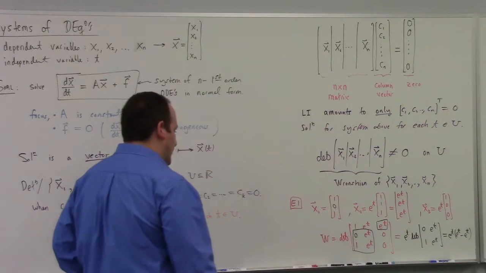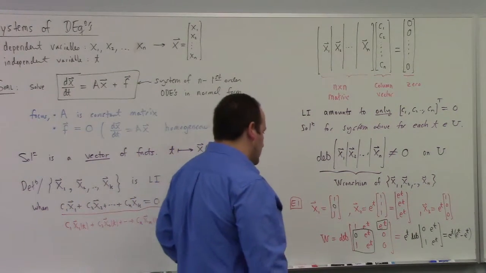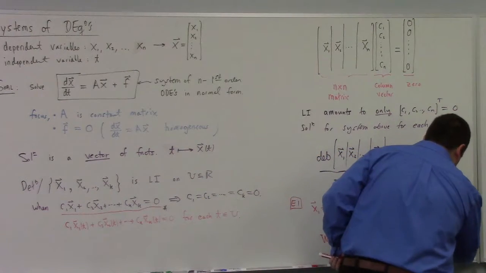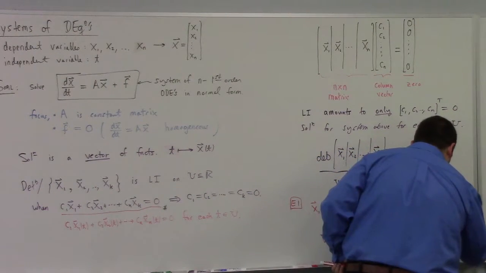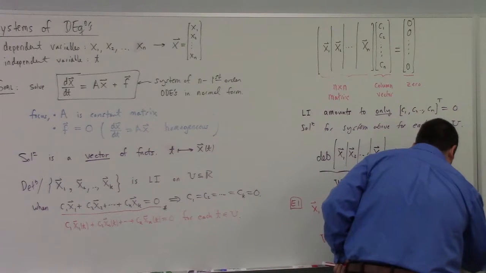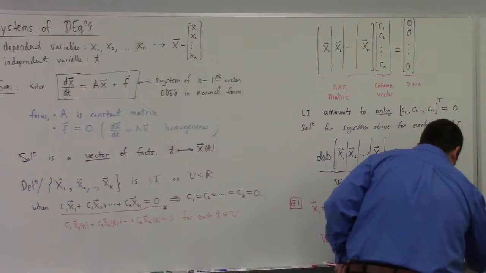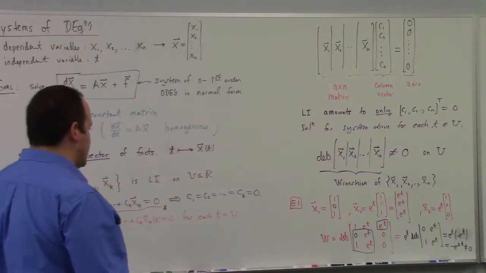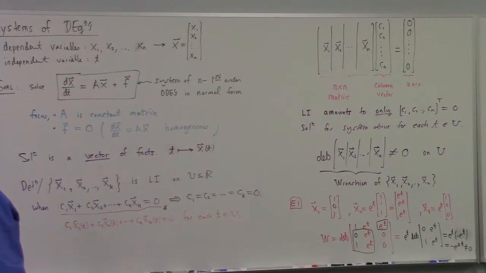I'll have to think more about what went wrong with my comment. So that's e to the t times what? Times, yeah. So that's minus e to the 2t, which of course is not equal to 0. So we do have linear independence of those functions. The first function being a constant function.